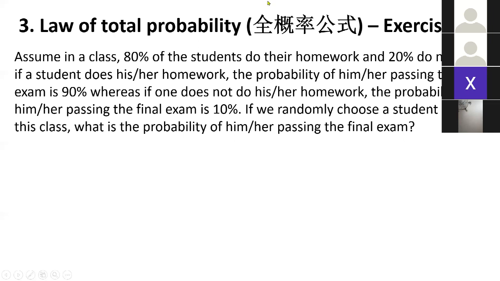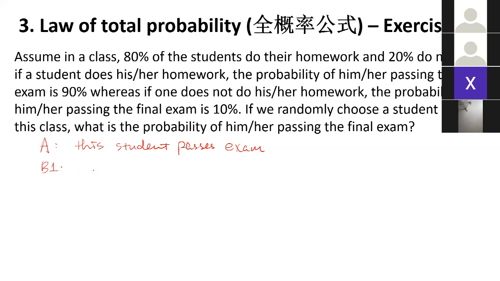Okay, have you finished? How do we solve this? What is event A? Event A is this student passes the final exam, right? So let's say this student passes exam. And what is B1?